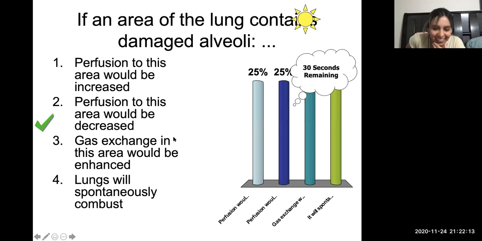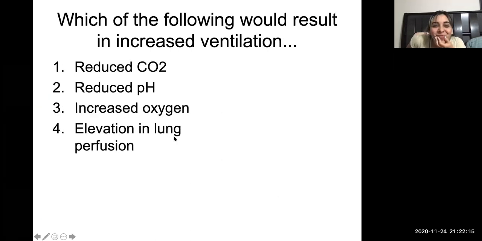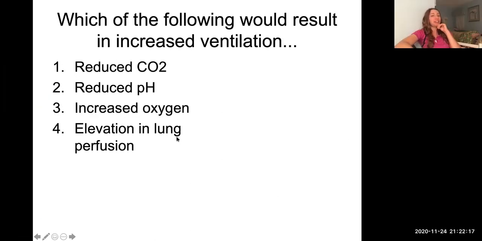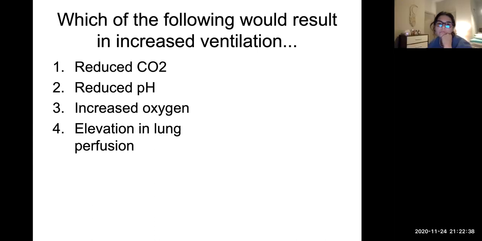Olivia? Yeah. Which of the following would result in increased ventilation? Reduced CO2, reduced pH, increased oxygen, or an elevation in lung perfusion? What is ventilation? It's basically your breathing. Breathing in and breathing out. Oh, okay.